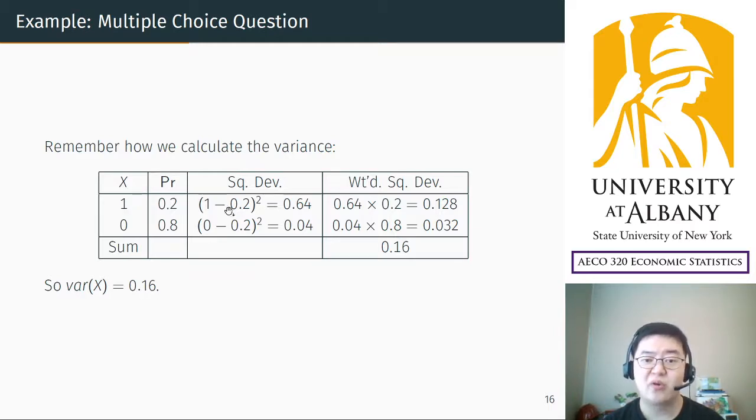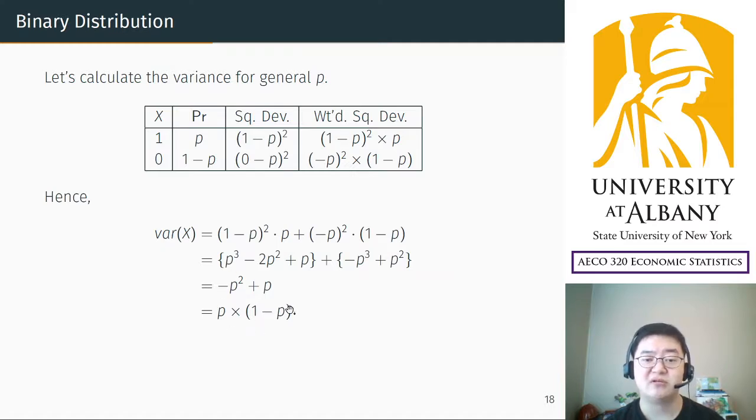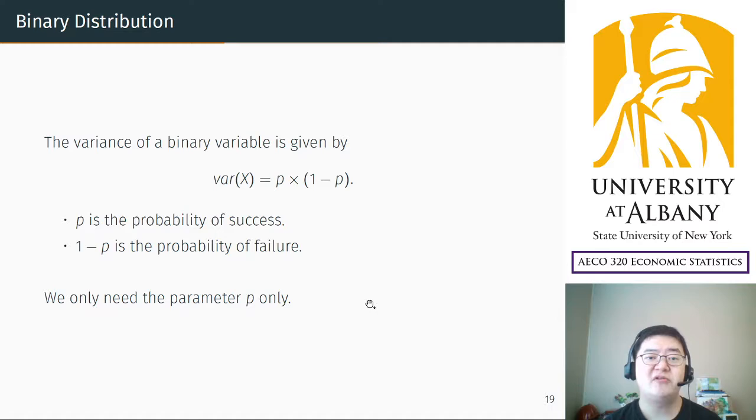Instead of going through these steps, you may just use p equals 0.2 and the formula to obtain the variance. There was an easy way if you knew this result. So the variance of a binary variable is p times 1 minus p. I would interpret this as the probability of success times the probability of failure. We only need the parameter p here. If you know the parameter p, then you can calculate everything. The one parameter describes everything about any binary distribution.